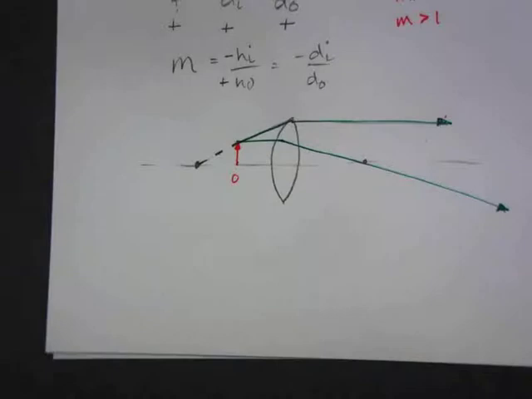What happens if that line misses the lens? You just make the lens taller.